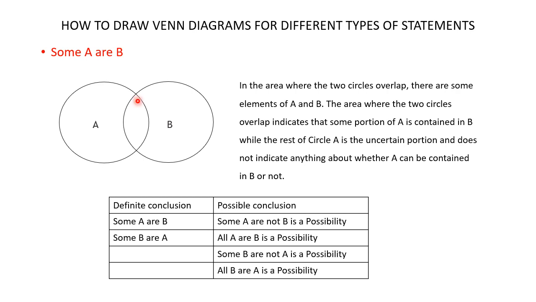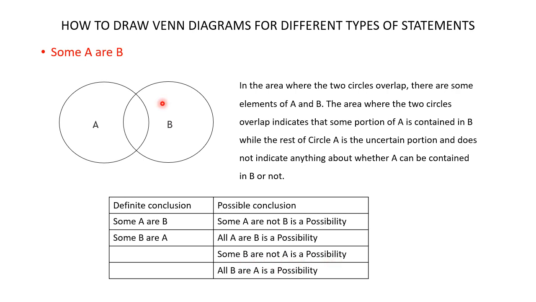Now similarly, this portion of B is contained within A, but we do not know anything about this portion of B, which is the uncertain portion of B. Now this uncertain portion of B does not indicate anything about whether this portion of B can be contained within A or not. This gives rise to two possibilities. In the first case, this portion of B cannot be contained within A. Then this portion of B is not A. This means some B are not A is a possibility.